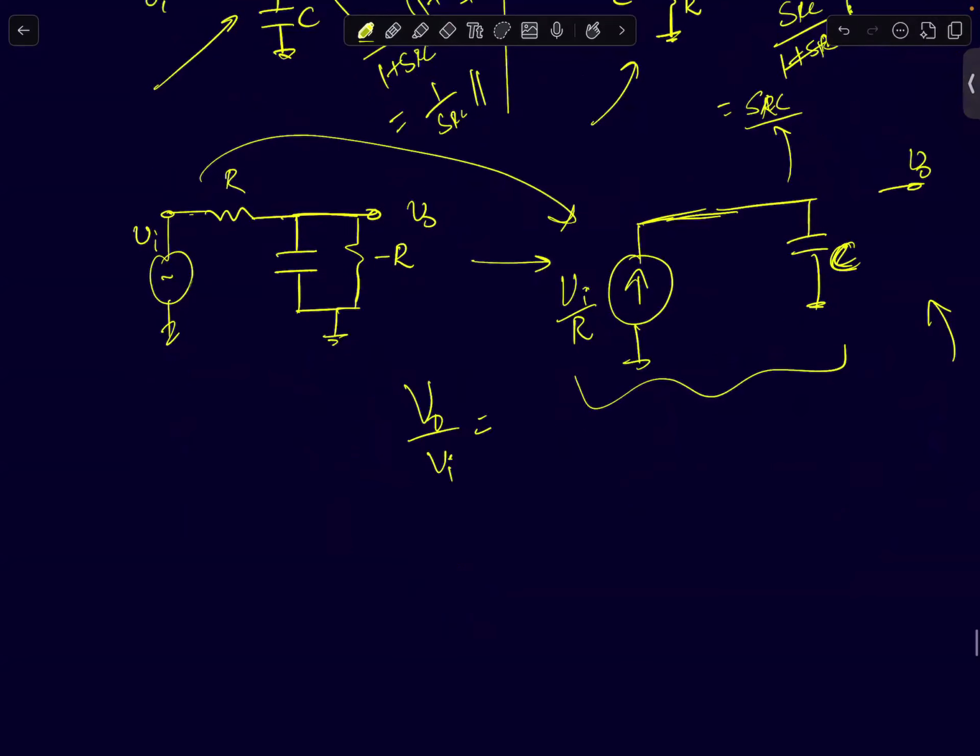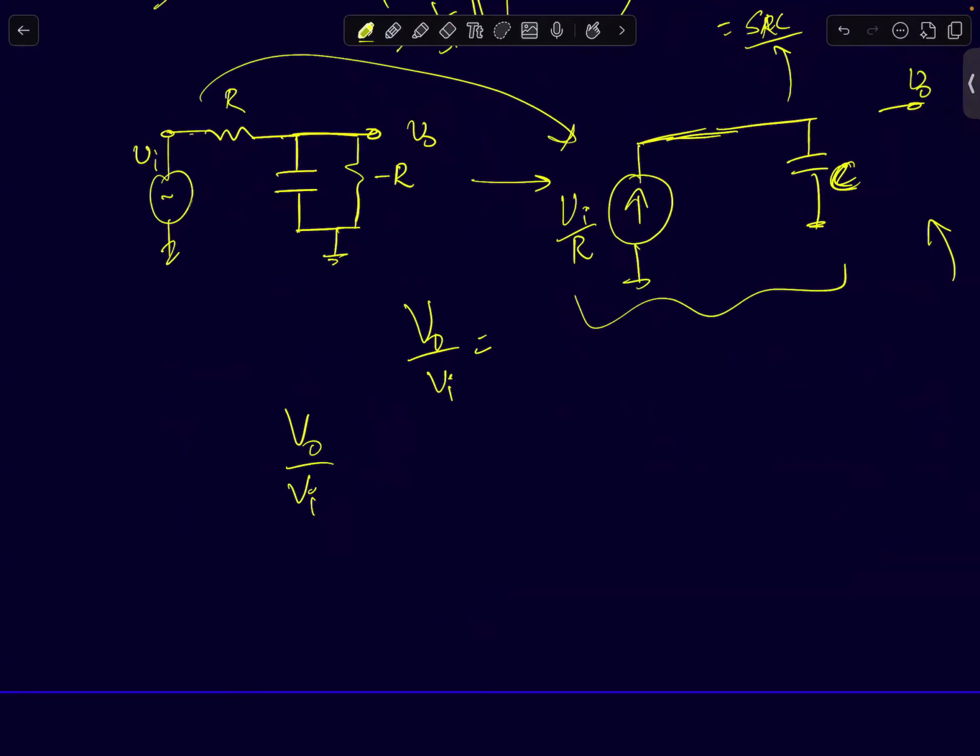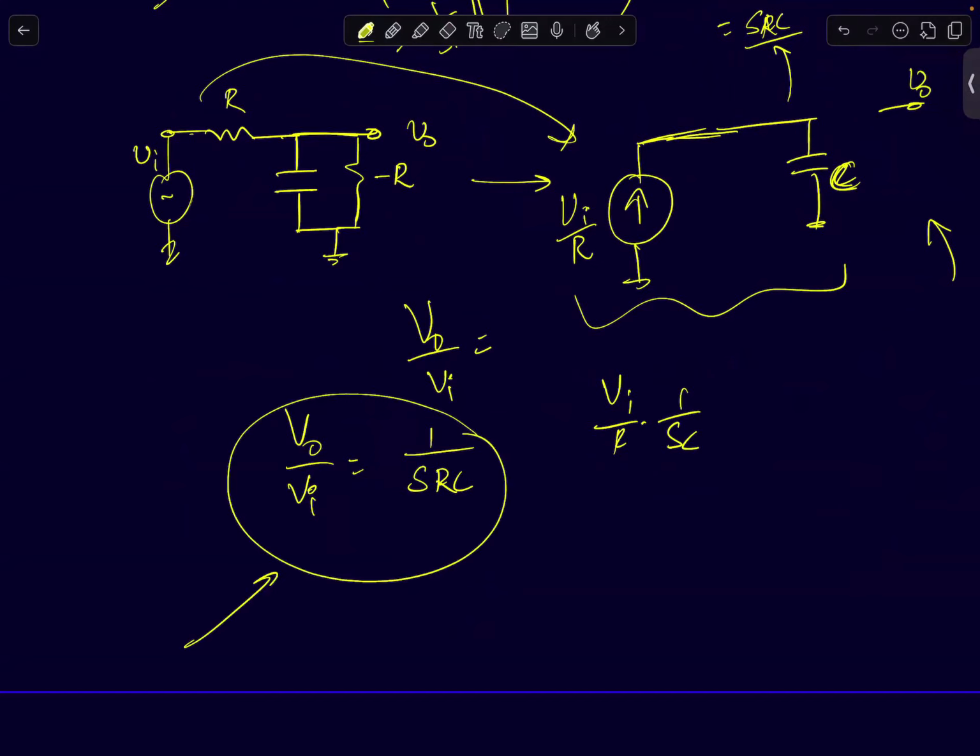So what do I get for V0 by Vi for this circuit? 1 by SRC. A current of value Vi by R is flowing into an impedance of 1 by SC. So you get 1 by SRC. So I've achieved a non-inverting integrator by using a negative resistance.